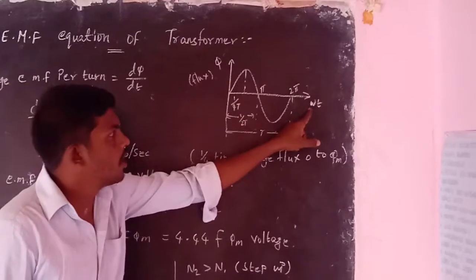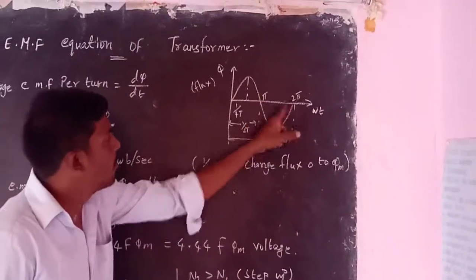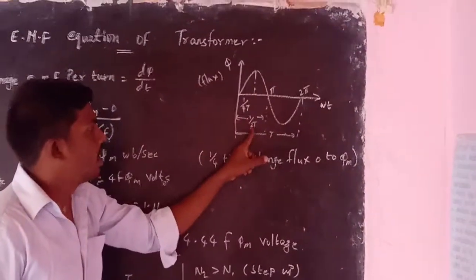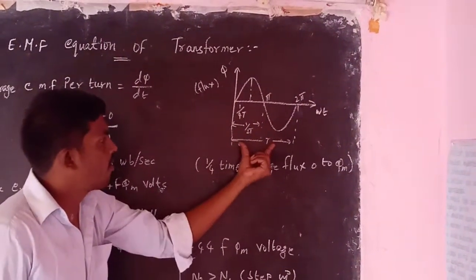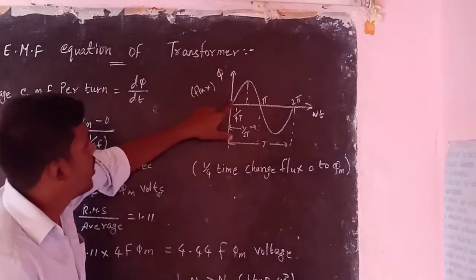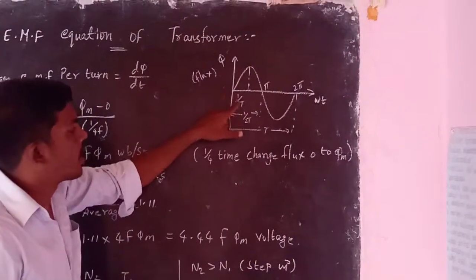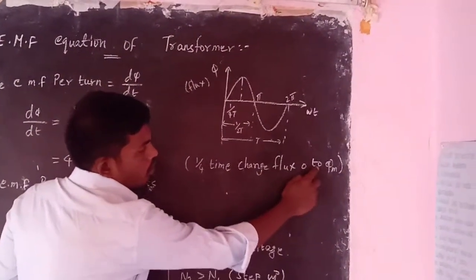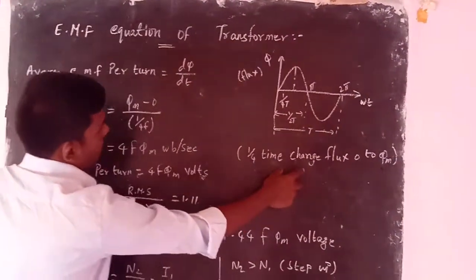The x-axis is omega t and the y-axis is flux, for the sine waveform. One half sine waveform is 1 by 2 T. The full sine waveform is 0 to 2 pi, and the full time period is T. The flux rises from 0 to phi maximum in 1 by 4 of the time period. In this quarter period the flux changes from 0 to phi maximum, which is the maximum flux.